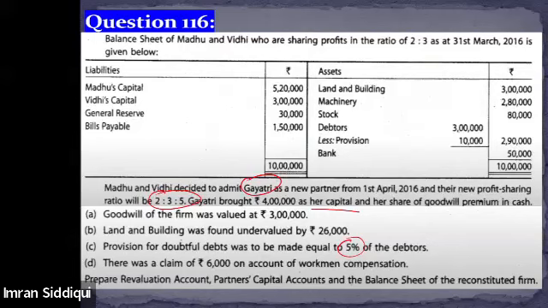And when a partner brings in premium for goodwill, this premium for goodwill needs to be distributed between the old partners in their sacrificing ratio. That means 1,50,000 will be distributed between Madhu and Vidhi in their sacrificing ratio. Since the old ratio is given as 2 is to 3, we will presume that their sacrificing ratio will also remain the same, 2 is to 3. So 1,50,000 into 2 by 5 and 1,50,000 into 3 by 5. Right? So we will write down by premium for goodwill.